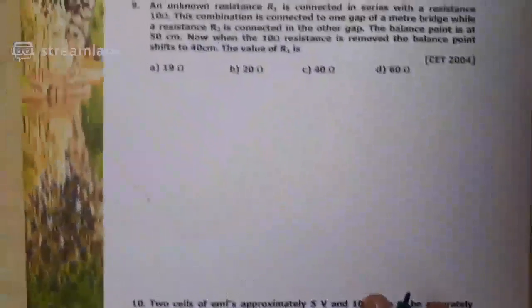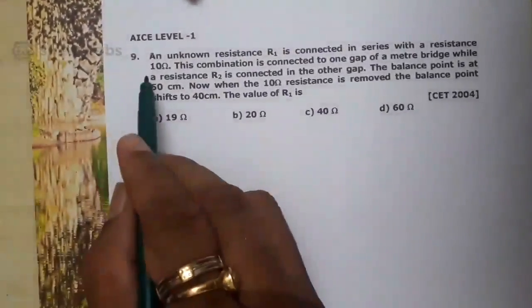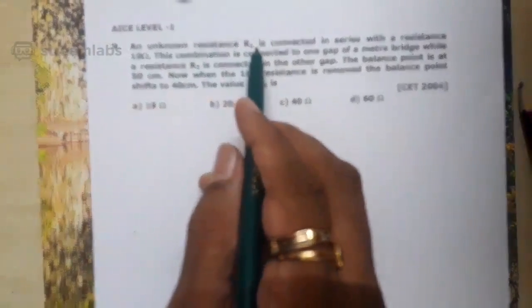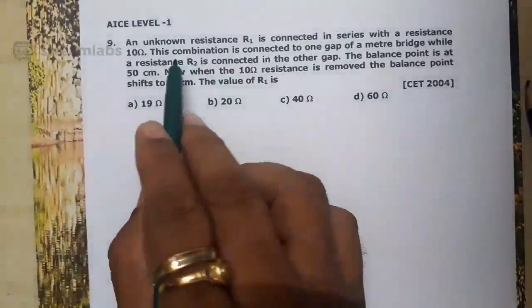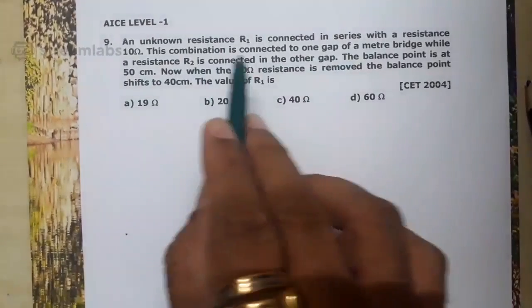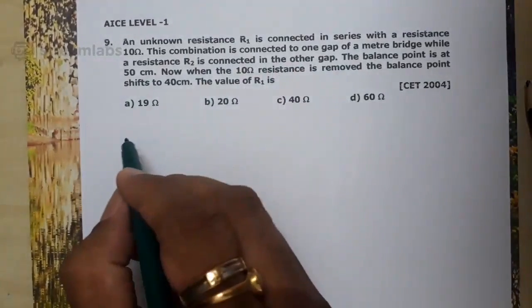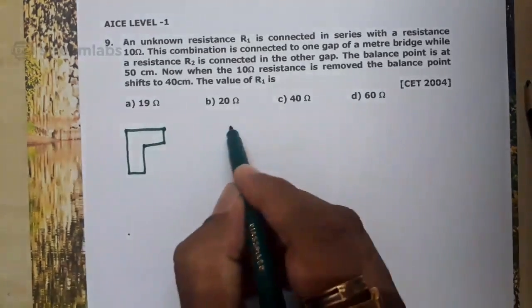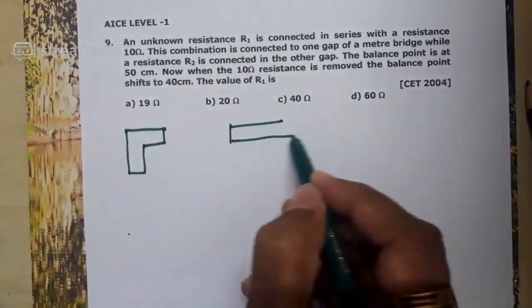One of the questions in AAC level 1, problem number 9. An unknown resistance R1 is connected in series with a resistance of 10 ohm. This combination is connected to one gap of a meter bridge, while resistance R2 is connected to the other gap. So we'll take it like this. It is a meter bridge.